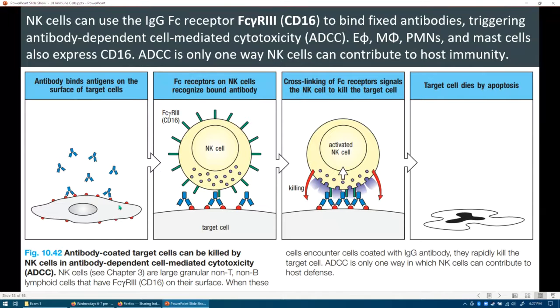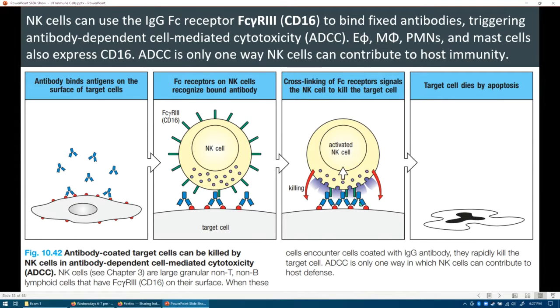It's infected with the virus, and antibodies are being made and they're depositing on its surface. Well, a natural killer cell swings by and it says, hey, you've got antibodies here. I'm going to bind to those antibodies that are deposited on your surface, and I'm going to be triggered to degranulate, release my perforin, granulysin, and granzymes, and you're going to die. So that's exactly what it does.